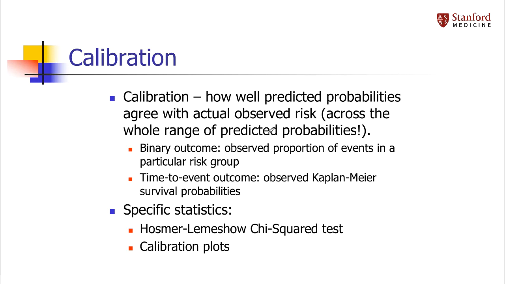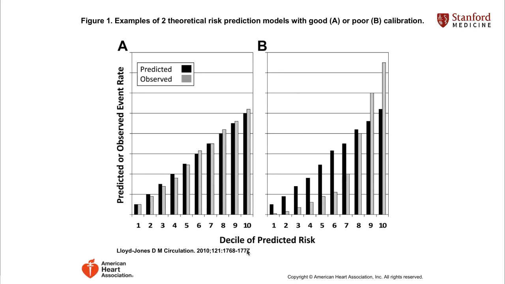The specific statistics we're going to use to do calibration are the Hosmer-Lemeshow test and calibration plots. But the general idea is observed versus predicted. How close do we come?